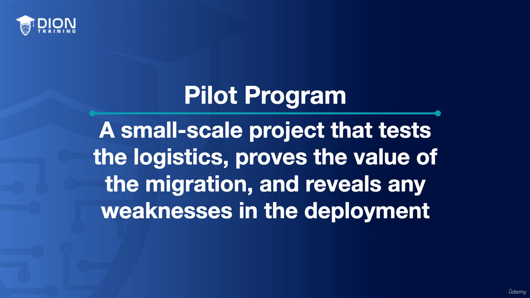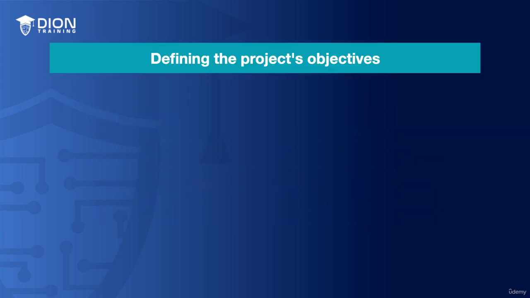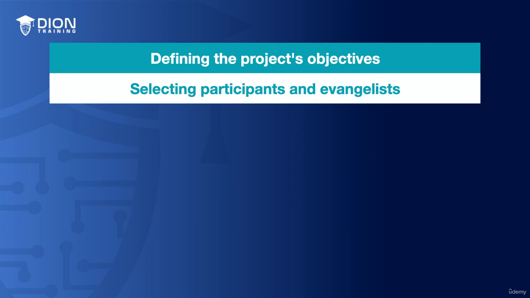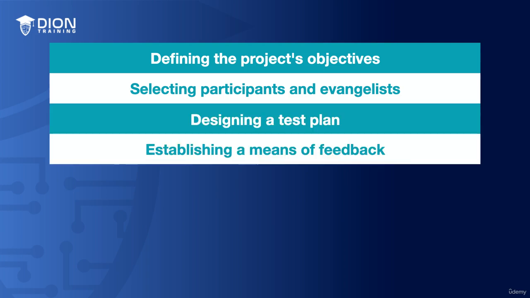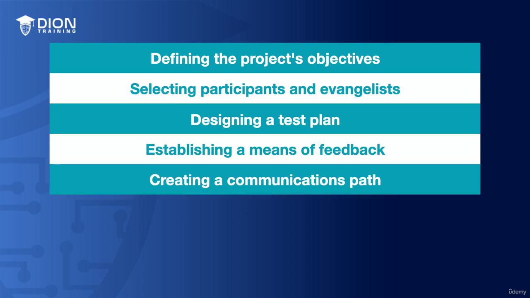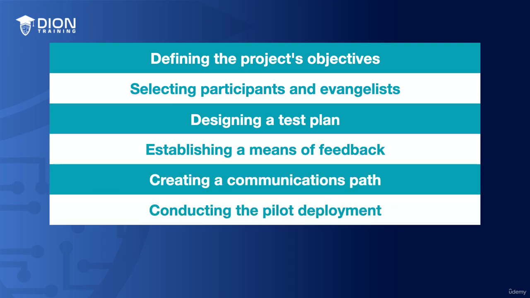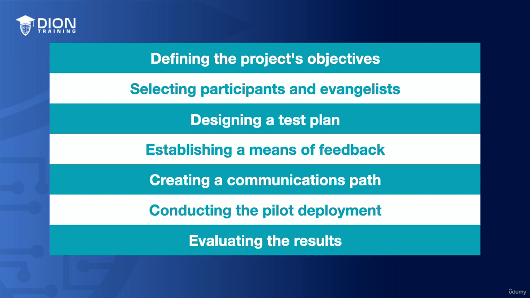Now, the steps of running a pilot program include a couple of things. First, defining the project's objectives. Second, selecting participants and evangelists. Third, designing a test plan. Fourth, establishing a means of feedback. Fifth, creating a communications path. Sixth, conducting the pilot deployment. And seventh, evaluating the results.